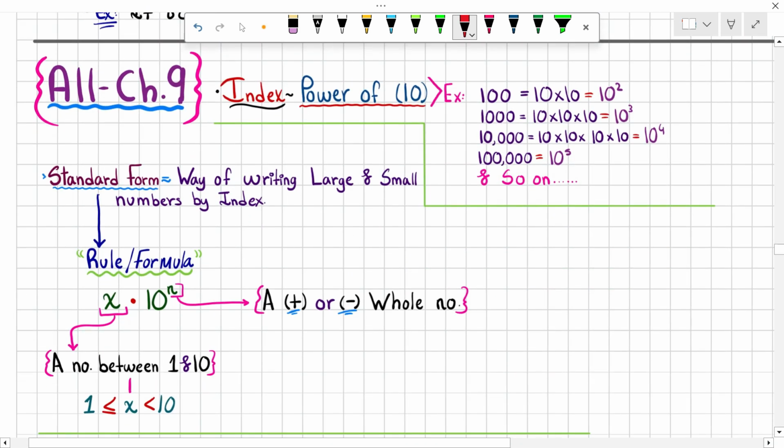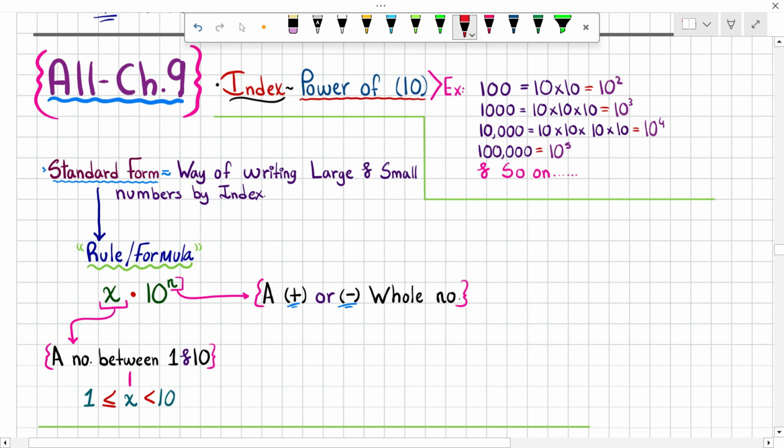Coming on to chapter 9. Chapter 9 is about index and powers and rounding and bounds. So index, what do you mean by index? The word index means power of 10. 100 is 10 times 10, 10 to the power of 2. 1000 is 10 times 10 times 10, 10 to the power of 3, and so on and so forth.